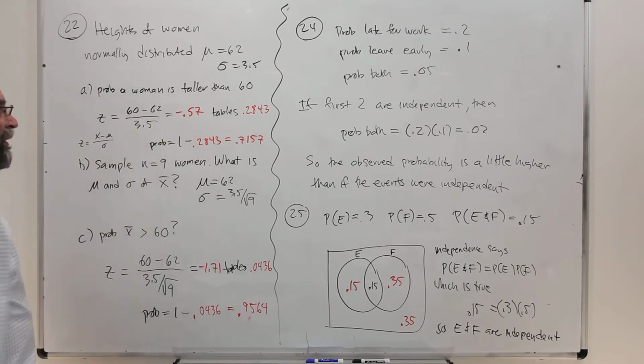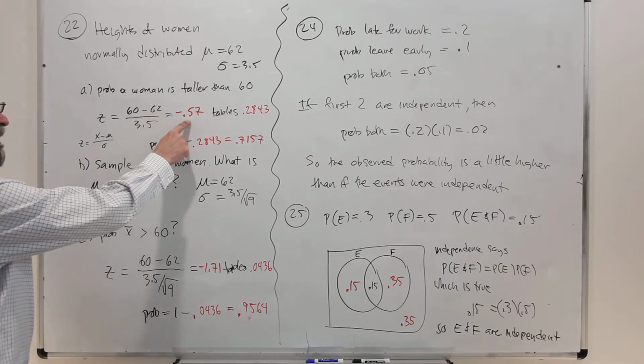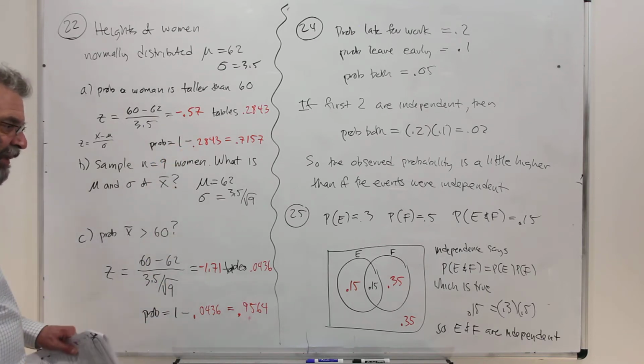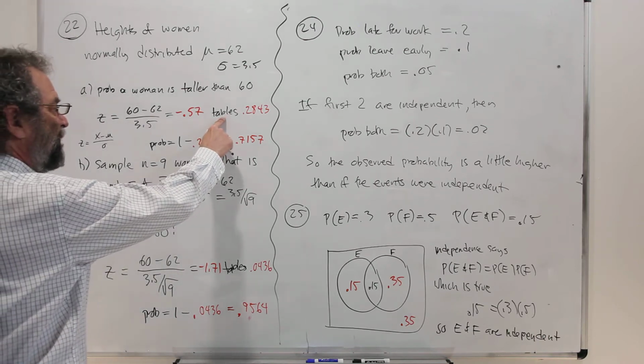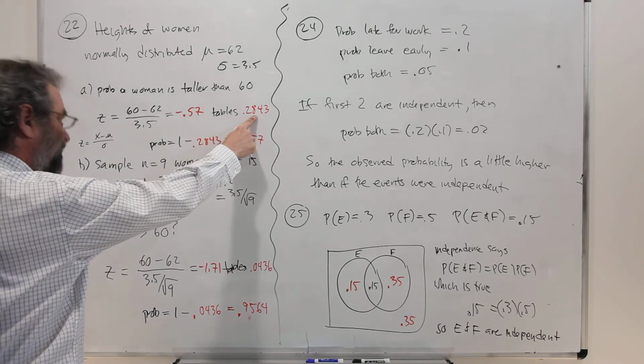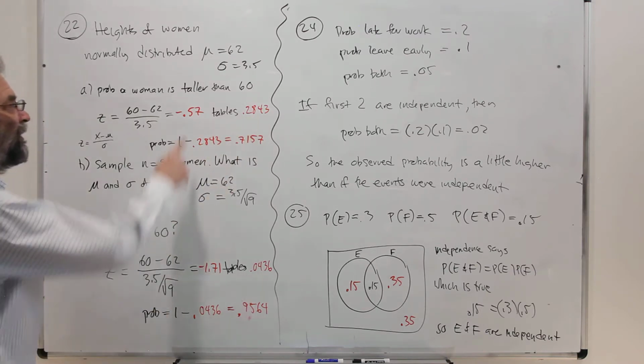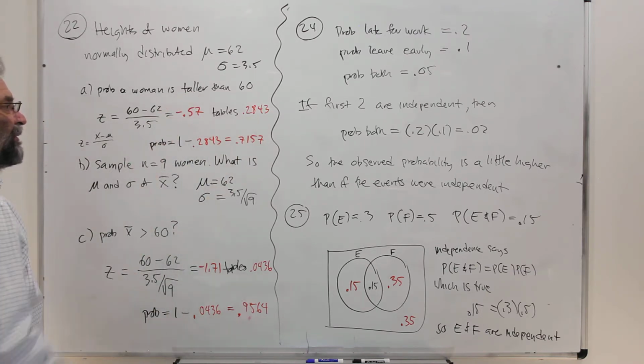It gives you a number. The number is the number of standard deviations away from 0 that z is. So it's below the mean, so you get a negative answer. So it's minus 0.57. So about half a standard deviation below the mean. We'll go to the tables. The tables will give the proportion less than that, or the probability of being less than that. It's 0.2843. We want taller than 60, so it's the other side of the curve.